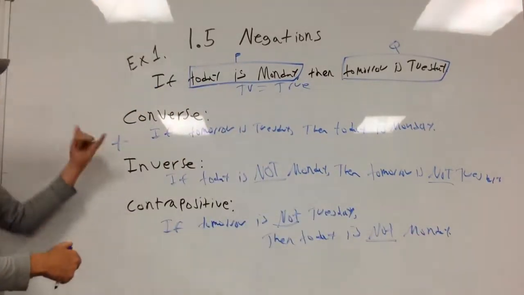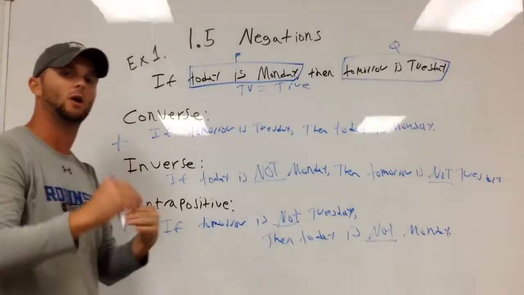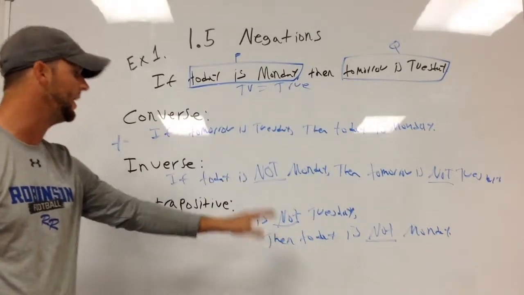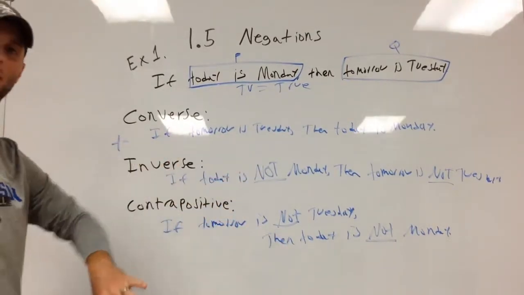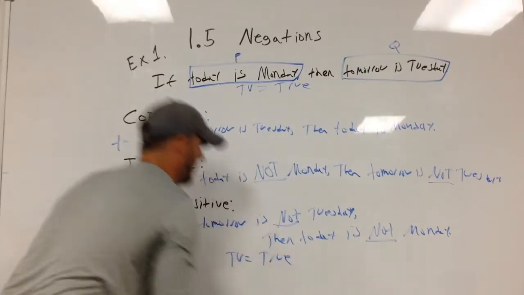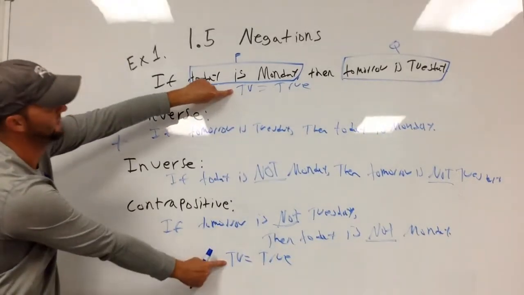So remember, the contrapositive is just a combination of these two. Hopefully you can go through these and walk through them. If tomorrow is not Tuesday, then today is not Monday. With that being said, the truth value of this is going to be true as well. If you look, the conditional and the contrapositive always have the same truth value.